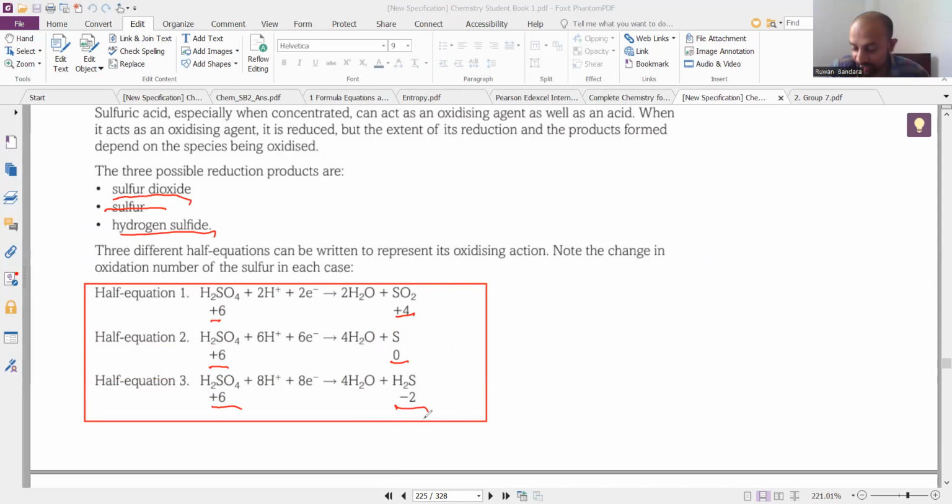So it can be -2, -6, or -8. Change. Yes, the change. It can be either 2 change, 6 change, or 8 change.